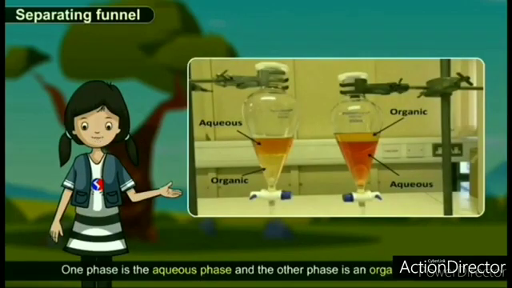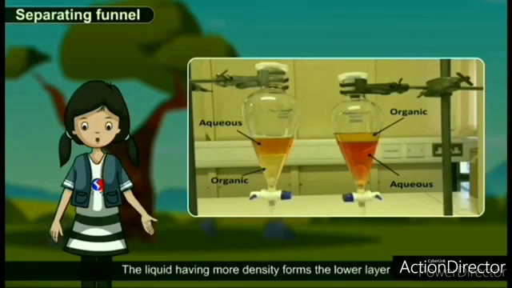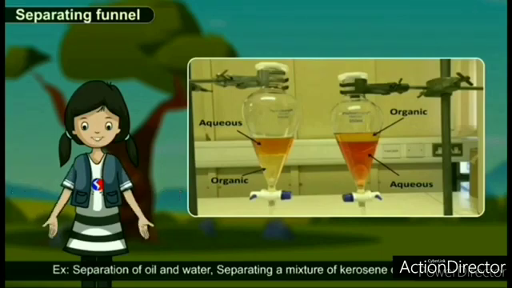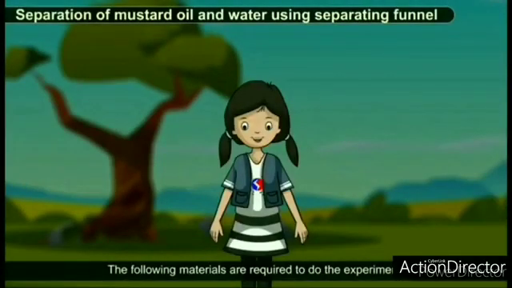What do you mean by immiscible? Immiscible means two liquids which cannot be mixed with each other. We can take an example of oil in water. So here we will take an example of how to separate oil from water. As an example, we can take water and add some oil to it. Let's take mustard oil in water.